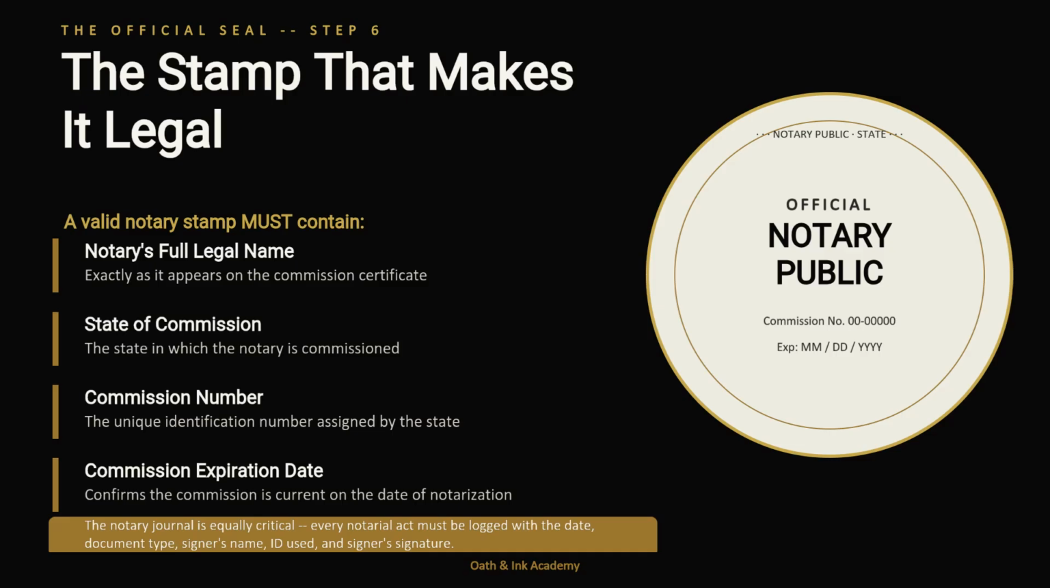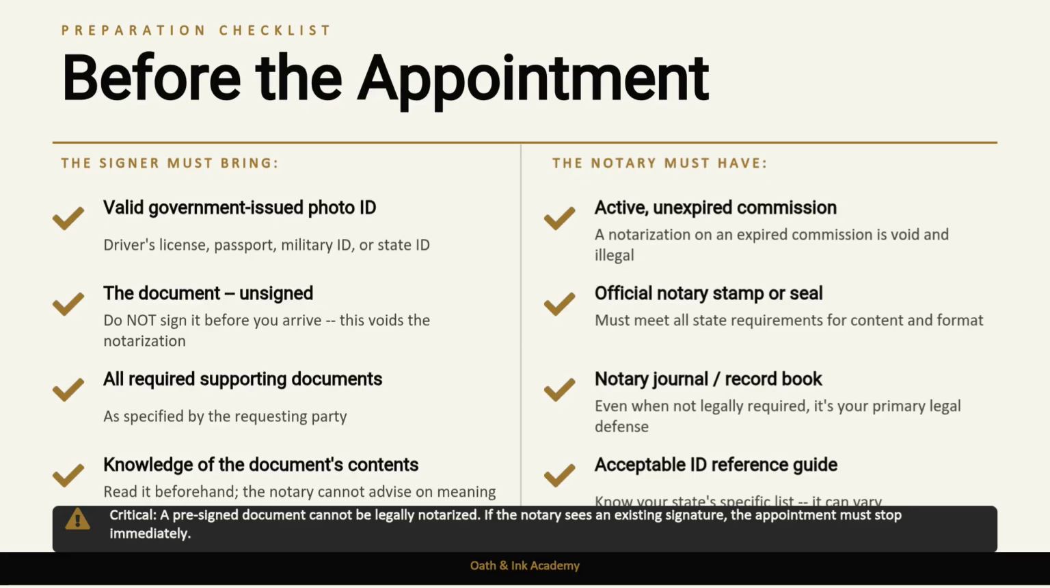The official notary seal is crucial for legal validation. It must include the notary's full legal name, state of commission, commission number, and expiration date. Equally important is the notary journal, which logs every act with details like date, document type, signer's name, identification used, and signature.